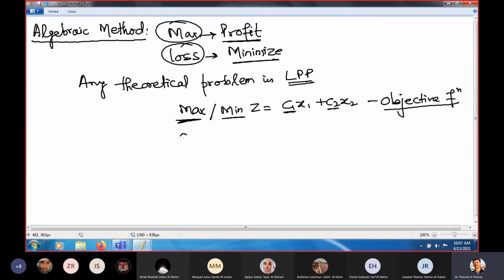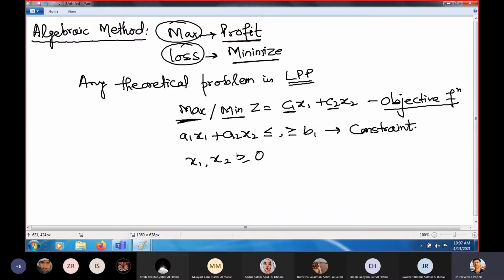And if we write a1x1 plus a2x2 less than or greater than, then it is called a constraint. Constraints. Clear? And the last one is where the variables are all greater than or equal to 0. They are always greater than or equal to 0. These are called non-negative restrictions.